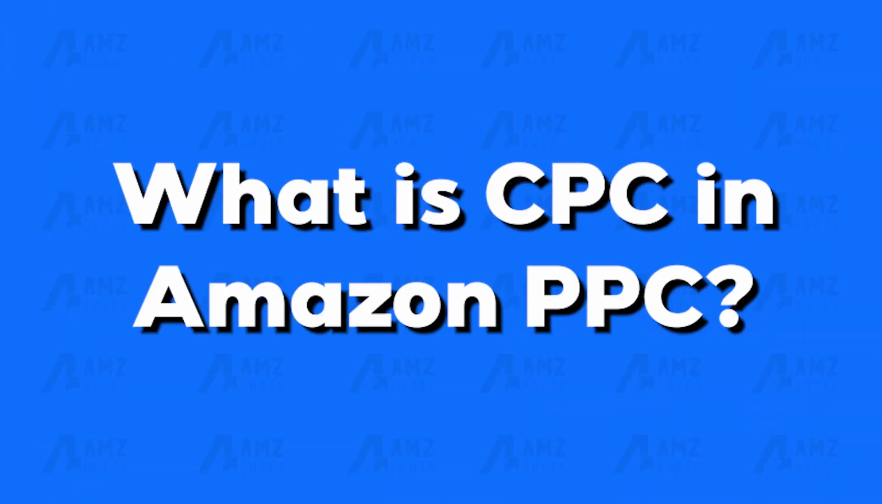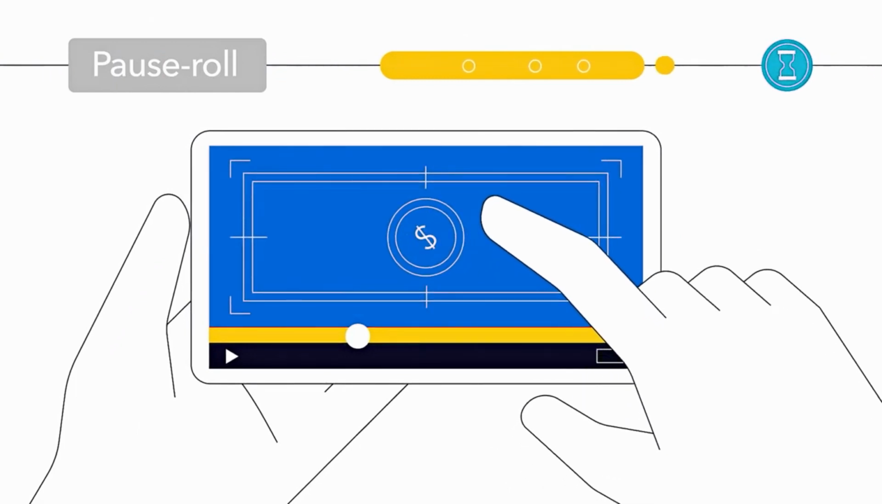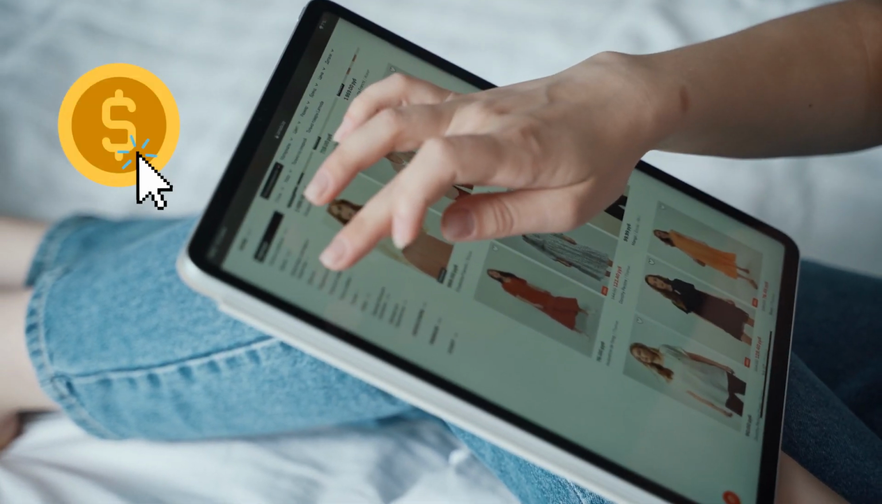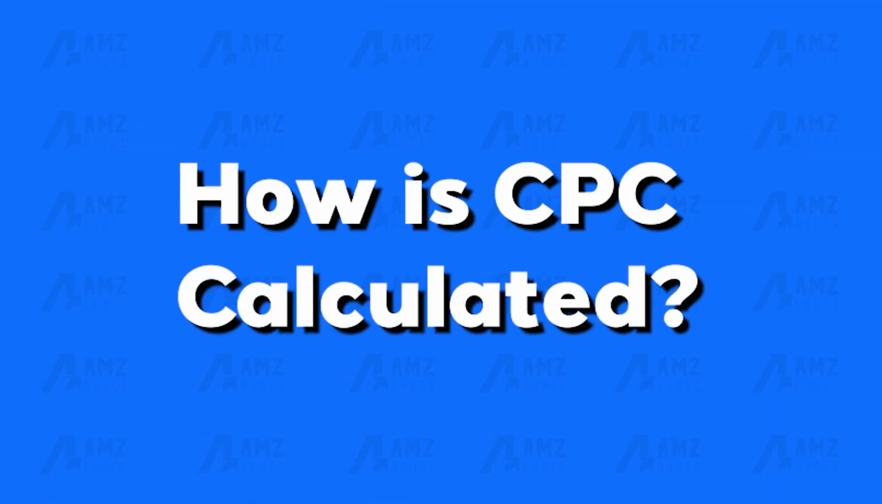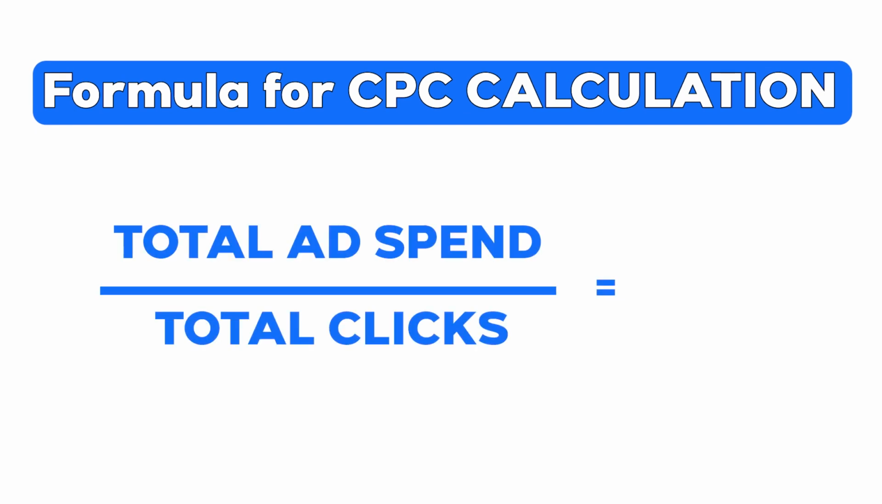What is CPC in Amazon PPC? Imagine someone clicks your ad. That's a click. Now, imagine how much you paid for that click. That's your CPC. The lower your CPC, the more clicks become paying customers, boosting your profits. How is CPC calculated? The formula is simple: total ad spend divided by total clicks equals CPC.